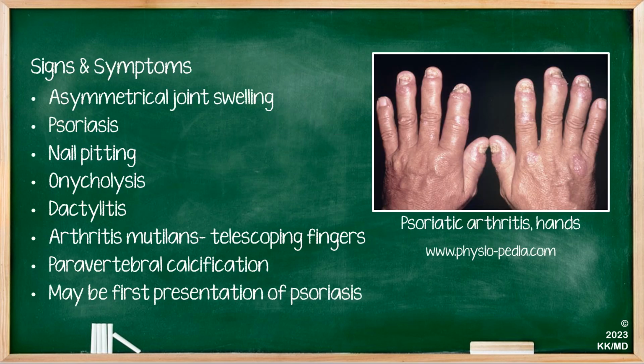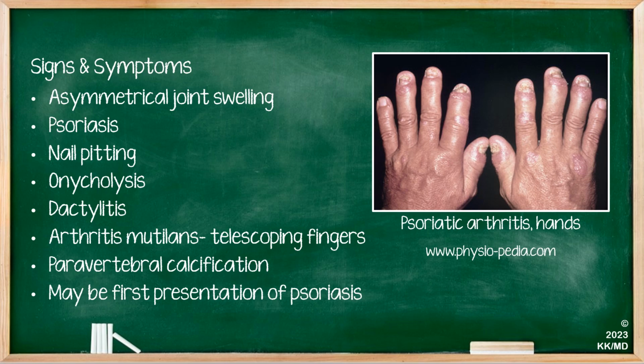So let's talk about signs and symptoms. This can be very helpful if you encounter this case as part of your Station 5, for instance, in your PACES exam. Frequently, patients will complain of asymmetrical joint swelling, and as I discussed, about 20 to 30% of cases will have associated psoriasis. Nail changes such as nail pitting and onycholysis are quite common in this condition, and as many of you remember from medical school, dactylitis or sausage finger is frequently mentioned in textbooks.